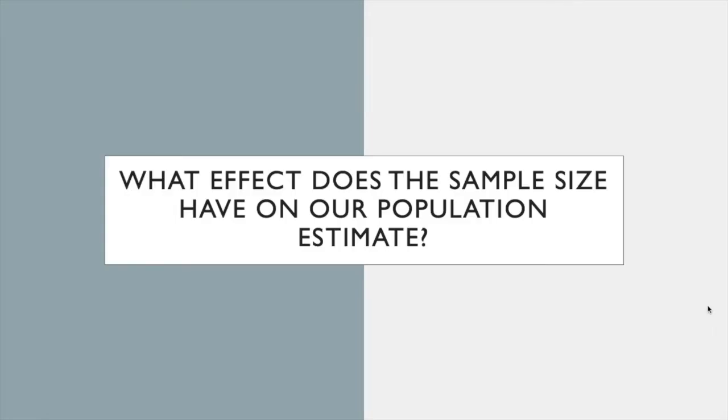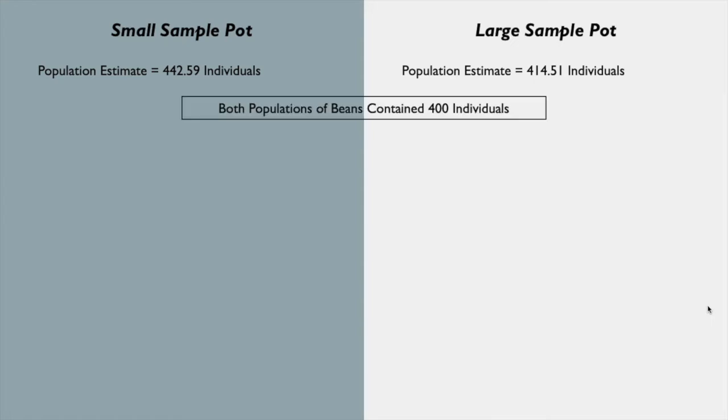To analyse how the size of the sample affects our population estimate. With our small sample pot, we estimated the population size to be 442.59 individuals, whereas with the large sample pot, it was estimated at 414.51 individuals. In reality, both populations of beans contained 400 individuals.